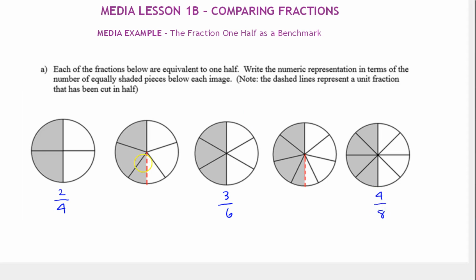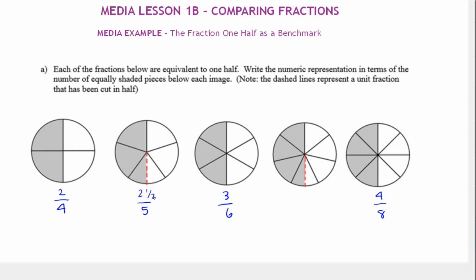Now going back to this image, notice that this shaded part and this unshaded part are a unit fraction in this circle. So this equals 1/5. There's 1, 2, 3, 4, 5 equal pieces. And this 1/5 has been cut in half, so that we can see 1/2 of the unit when the whole is cut into 5 equal pieces. So let's write the denominator of 5. And now the number of shaded pieces are 1, 2, and 1/2. Okay, so we're going to write a fraction in a fraction.